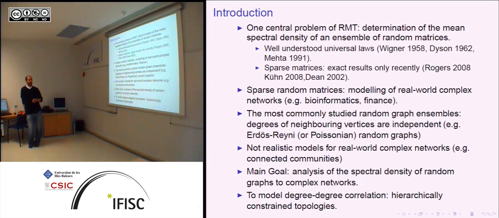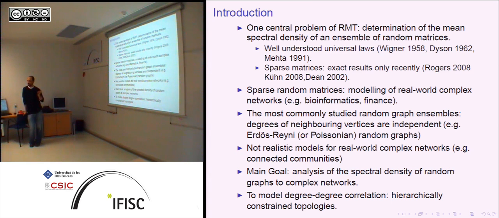So that is what I found interesting, but coming from the area of complex networks, the reason to characterize the spectral density of a sparse matrix exactly is that you can use sparse random matrices to model real-world complex networks to a certain degree. Right? And this can be bioinformatics, finance, biophysics, metabolic networks, etc.